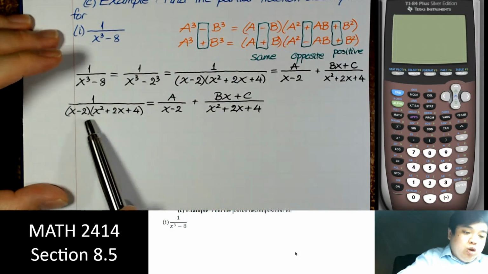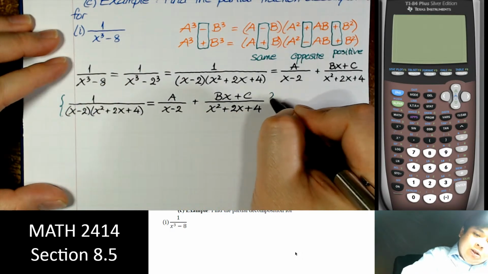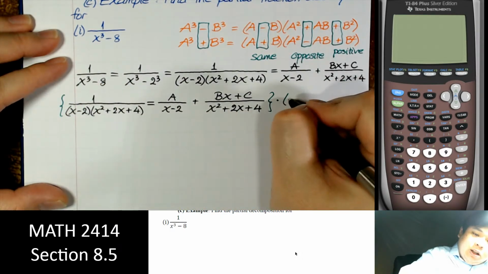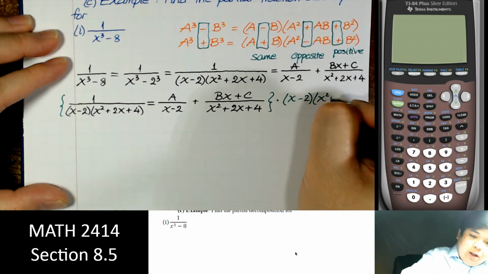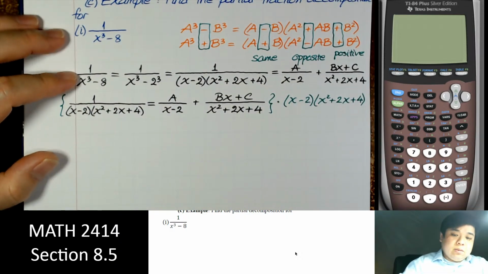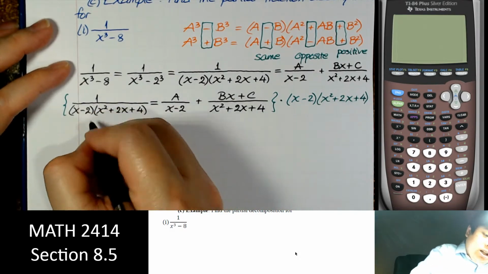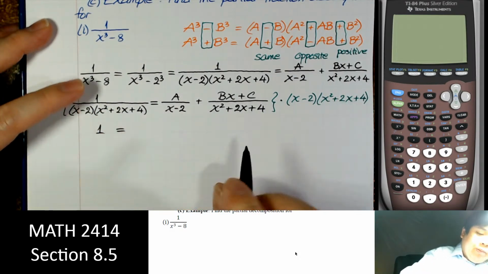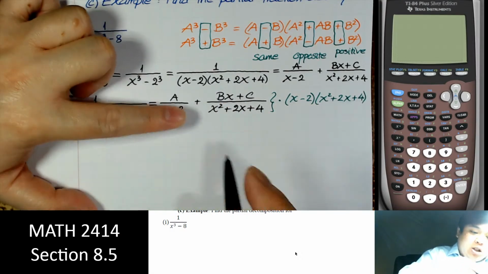What we do is just multiply by the common denominator on both sides. So we multiply by x minus 2, x squared plus 2x plus 4. That will cancel with the whole denominator here. So we have 1 equal to 2. When we multiply by this term, the x minus 2 cancel out.